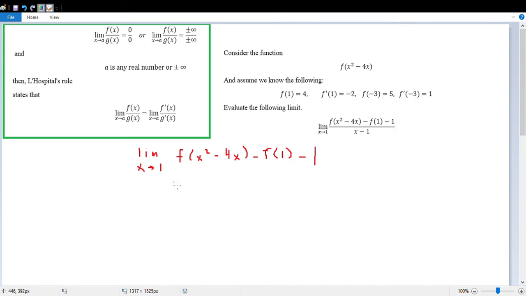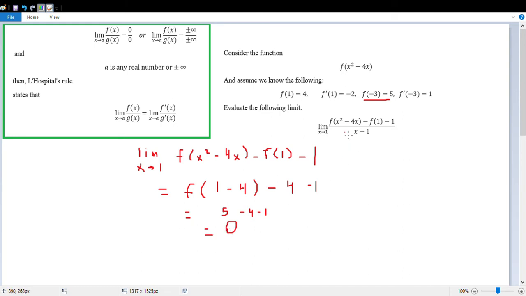All right, so let's plug in 1 for x. I get f of 1 squared minus 4 minus f of 1. Now, f of 1 was 4. Okay. All right, 1 minus 4 is a negative 3. And f of negative 3 is 5 from this right here. So 5 minus 4 minus 1. Well, that's definitely 0. Okay, so we've shown that.